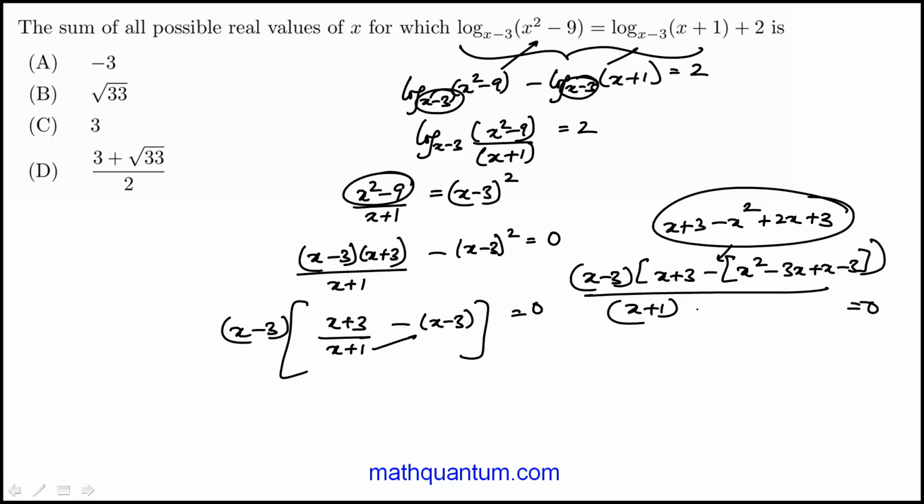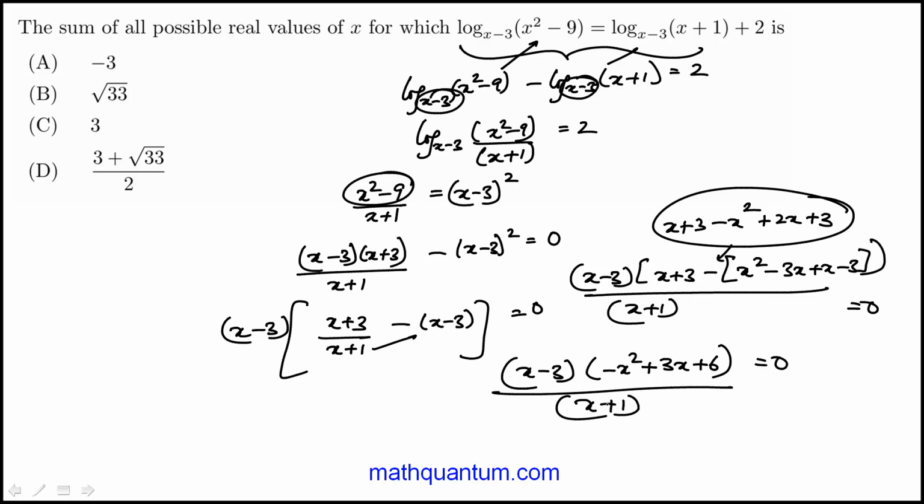So that whole thing would simplify to minus x squared plus 3x plus 6 equal to 0, over x plus 1 equal to 0. Now, for this expression to be equal to 0, x could be 3, but note that would mean the base is 0, so this is not a possible value for x.